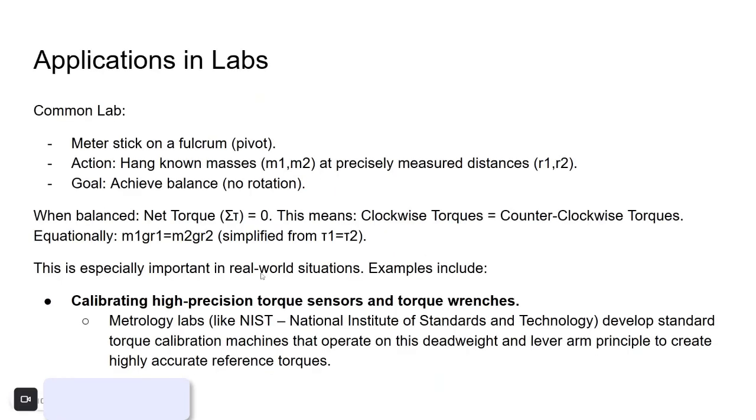So let's talk about lab connections now, a more general overview. It's important to learn about these real-world applications because recent changes to the AP exam, specifically the experimental design on the free response, emphasize this. So a common torque lab would be using a meter stick on a fulcrum. We hang known masses M1, M2 at measured distances, aiming for balance, so no rotation. When balanced, the net torque is 0. This means clockwise torques equal counterclockwise torques, leading to the equation M1 g r1 equals M2 g r2, which is simplified from torque 1 equals torque 2.